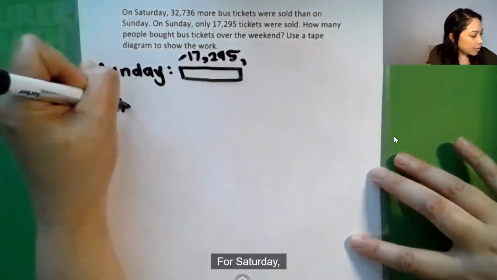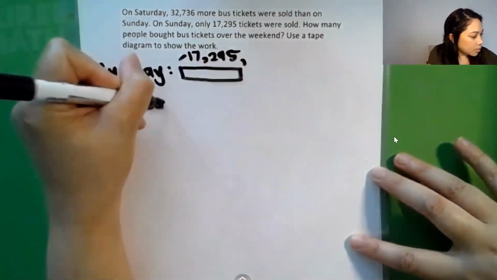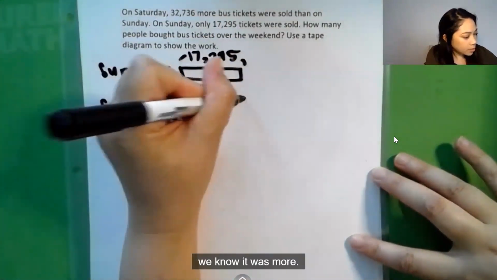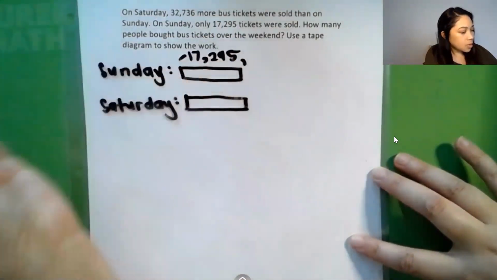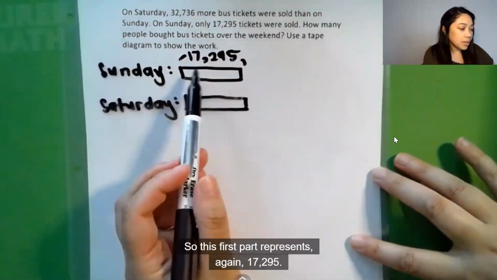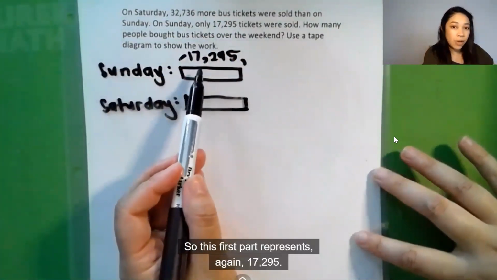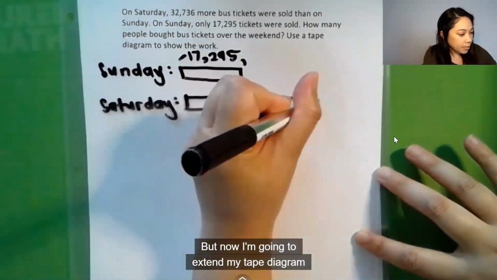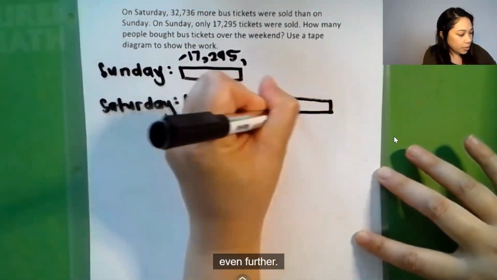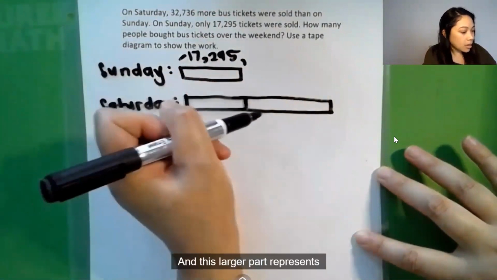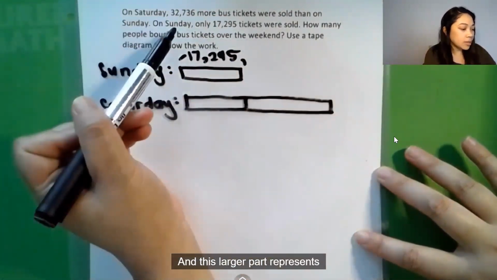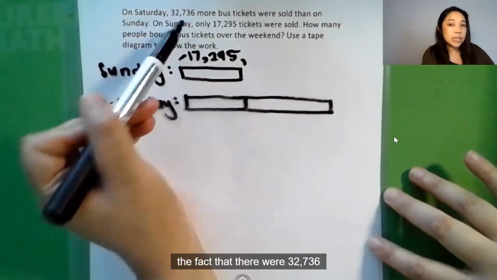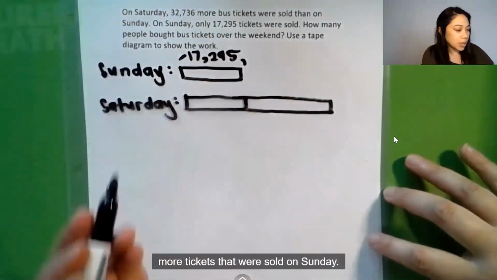For Saturday, we know it was more. So this first part represents, again, 17,295. But now I'm going to extend my tape diagram even further. And this larger part represents the fact that there were 32,736 more tickets that were sold than on Sunday.